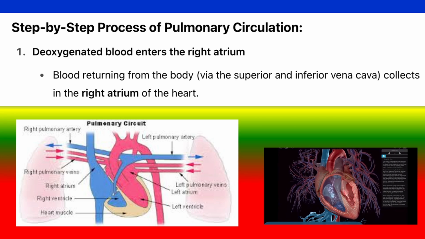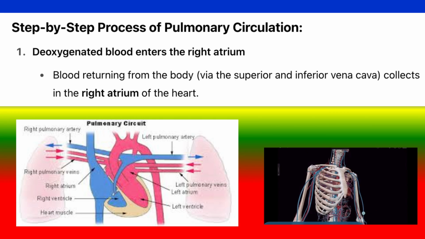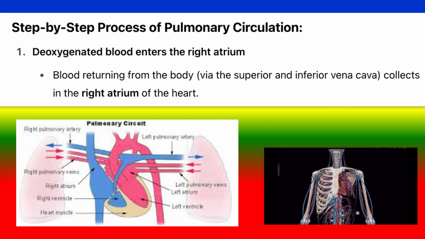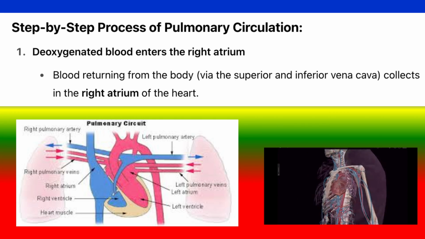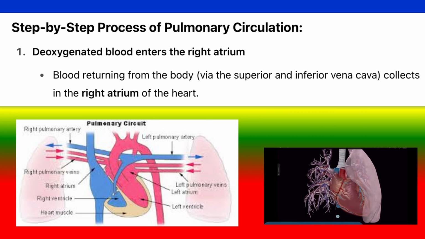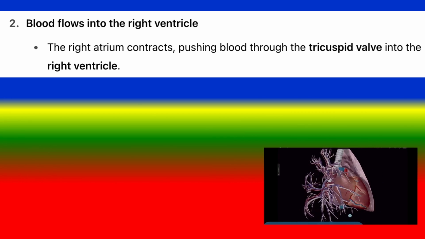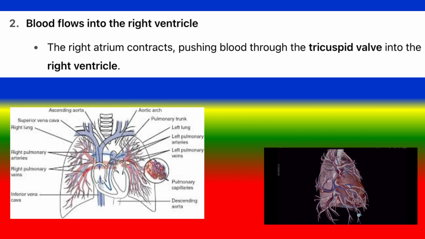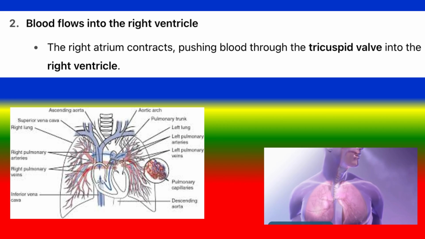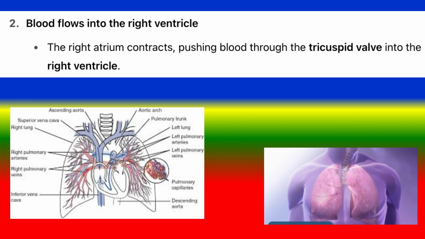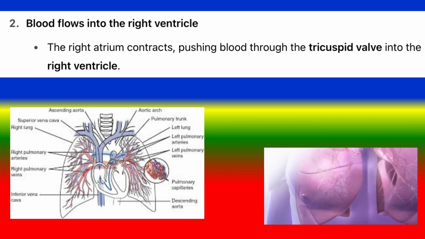1. Deoxygenated blood enters the right atrium. Blood returning from the body via the superior and inferior vena cava collects in the right atrium of the heart. 2. Blood flows into the right ventricle. The right atrium contracts, pushing blood through the tricuspid valve into the right ventricle.